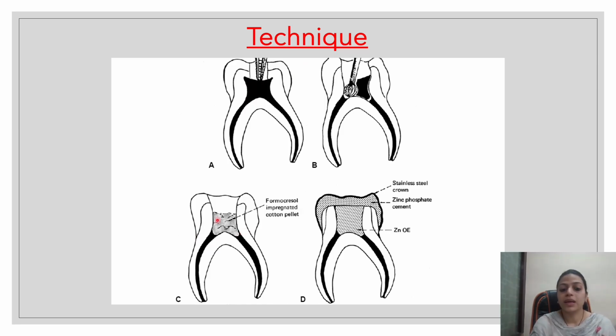Then place a suitable dressing, that is any kind of material of choice. For example, in this picture, a formocresol impregnated cotton pellet is placed, and then over that you place your permanent restoration. Here it is shown zinc phosphate. This was a traditional method in which ZOE followed by zinc phosphate and then stainless steel was placed. Nowadays there are a lot of advanced materials and techniques which can be used, but the basic procedure or technique remains the same: medicament, then the permanent restoration followed by a stainless steel crown.